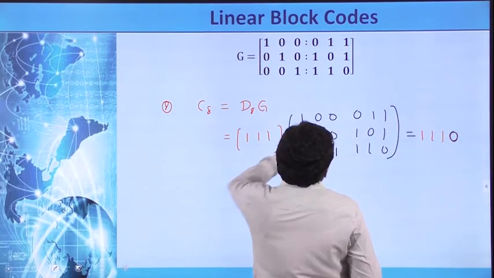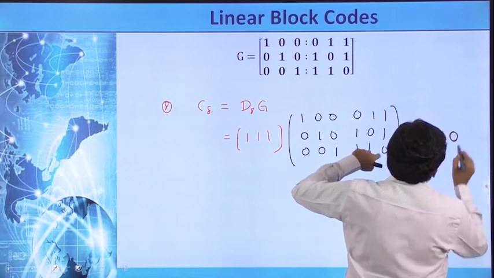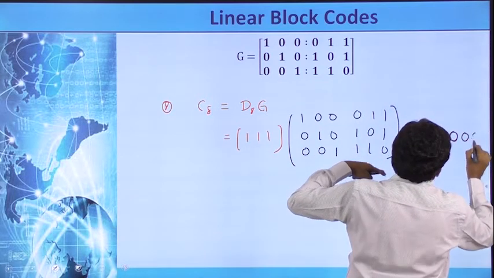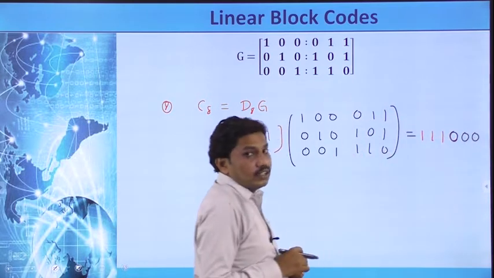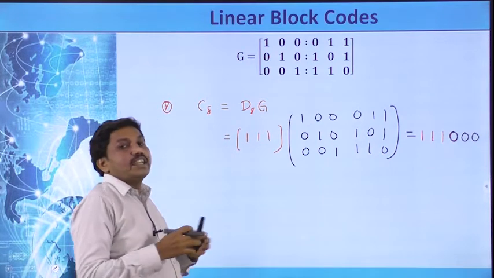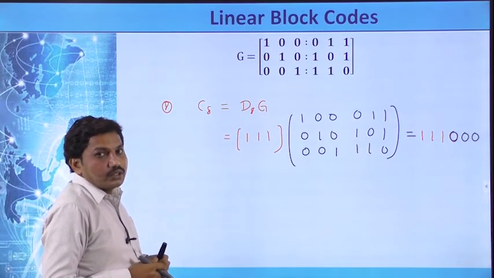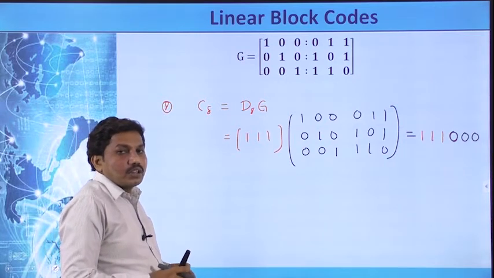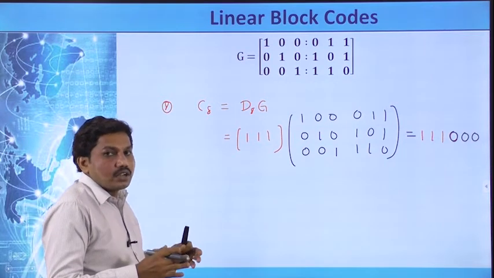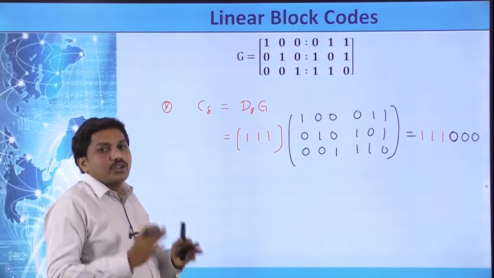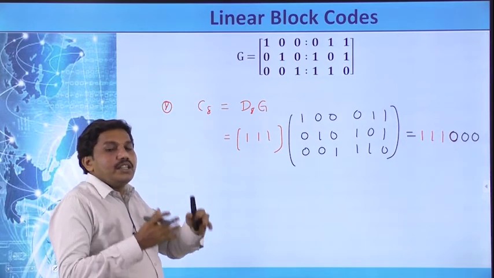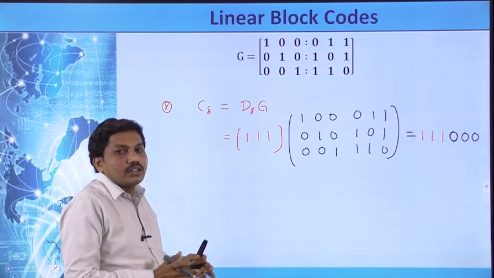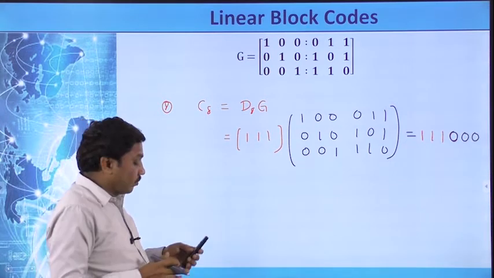Multiply this one with the sixth column. So it is 0. Seventh column, it is also 0. Right? So these are the 8 code words. Given the number of message bits is 3, the total number of possible messages is 2 power 3, which is equal to 8. So for each message, we got the corresponding code word.